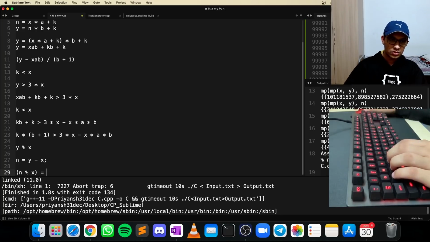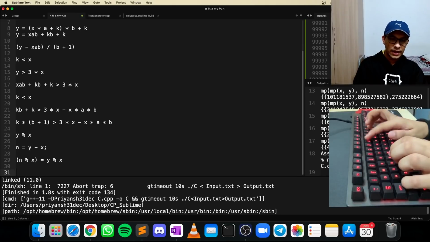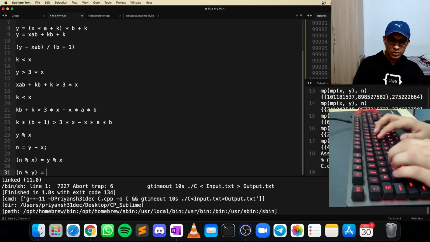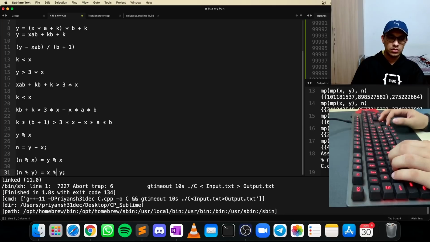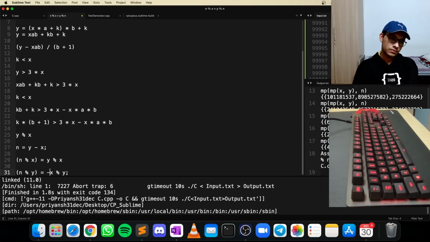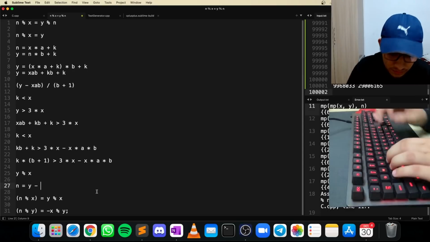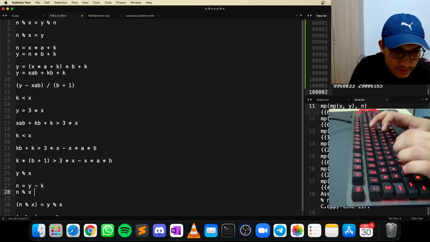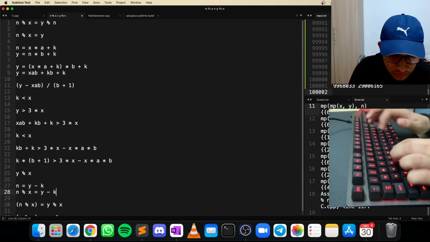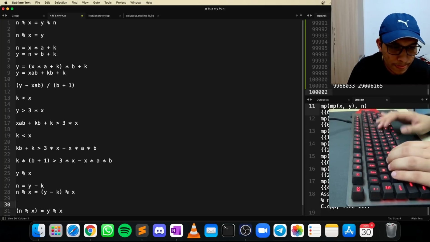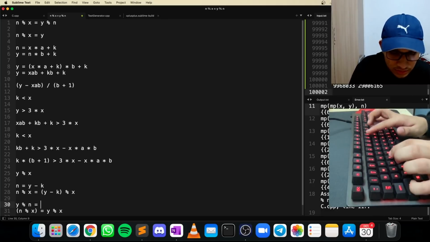n modulo x equals y modulo x, right? And n modulo y equals x modulo y. Minus x modulo y. n has to be between x and y, which is right. What if I have n equals y minus k? Then I have n modulo x equals y minus k modulo x, and y modulo n equals just k minus k. So that is like n minus k.